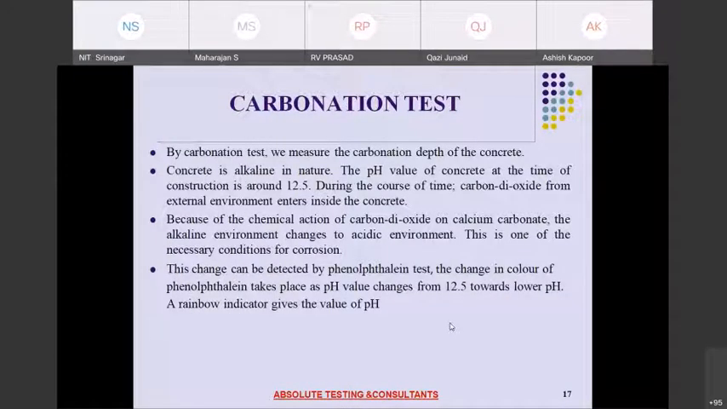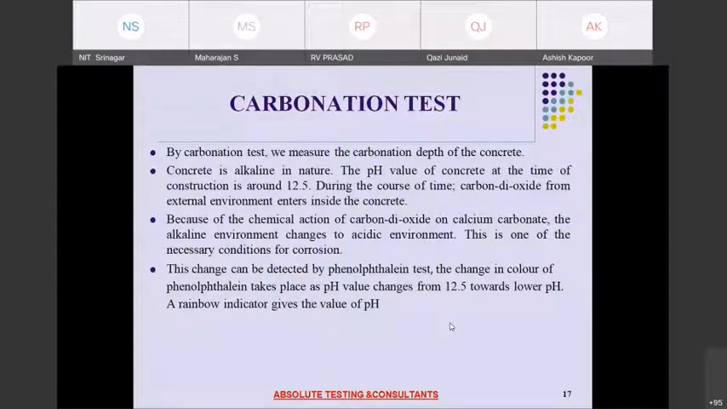But here we can do the core, directly spraying the phenolphthalein over your core samples. And concrete is alkaline in nature. As I already told you, the pH of concrete at the time of construction is around 12.5. During the course of time, carbon dioxide from the external environment enters into the concrete, and because of the chemical reaction of carbon dioxide and calcium carbonate, the alkaline environment changes to the acidic. So this is the necessary condition for the corrosion.